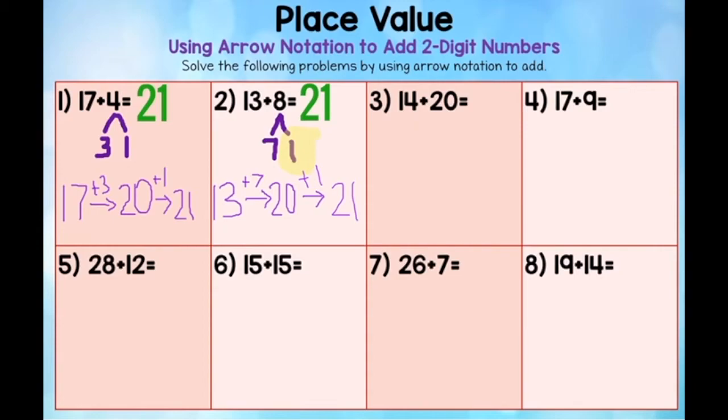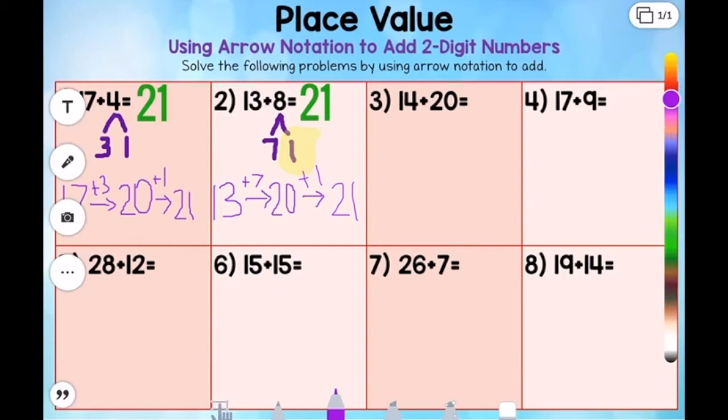Now for the rest of the questions, 3, 4, 5, 6, 7, and 8, I need to choose one of the numbers to break apart into friendly tens. Then I need to use arrow notation to show my thinking of how I would solve this problem, which is what I would do if I'm solving it in my head. I'm going to show you one more example in question number 3.